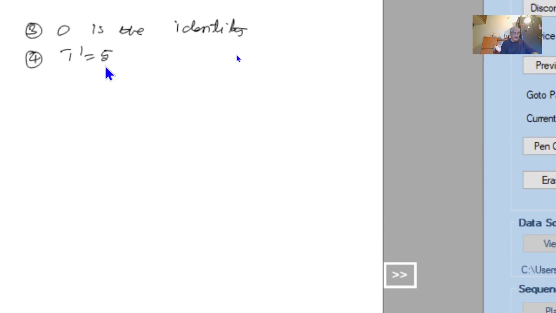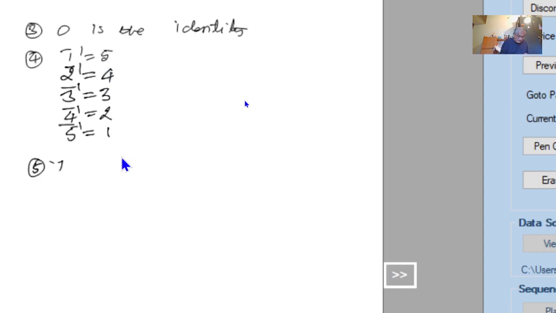So 1 inverse equal to 5, 2 inverse is equal to 4, and 3 inverse is equal to 3, 4 inverse is equal to 2, 5 inverse is equal to 1. So inverse of each element exists.